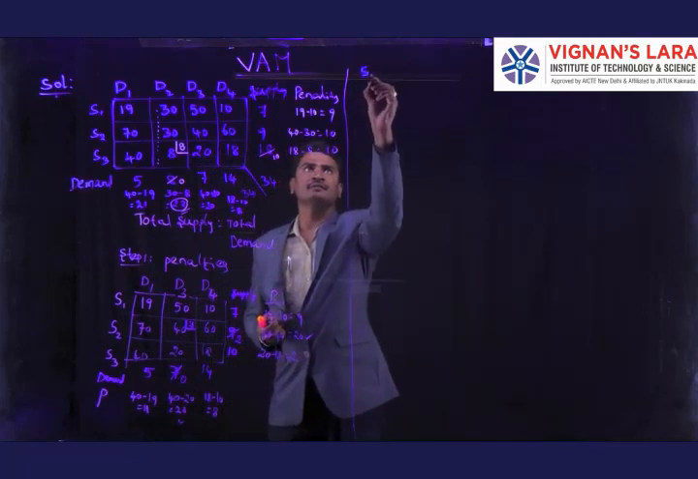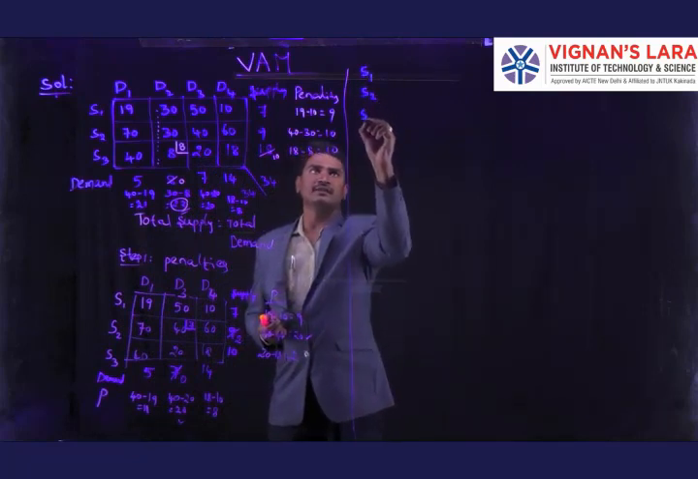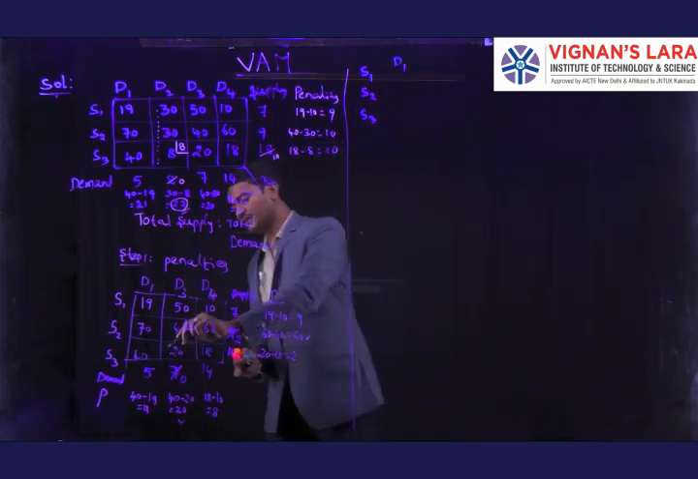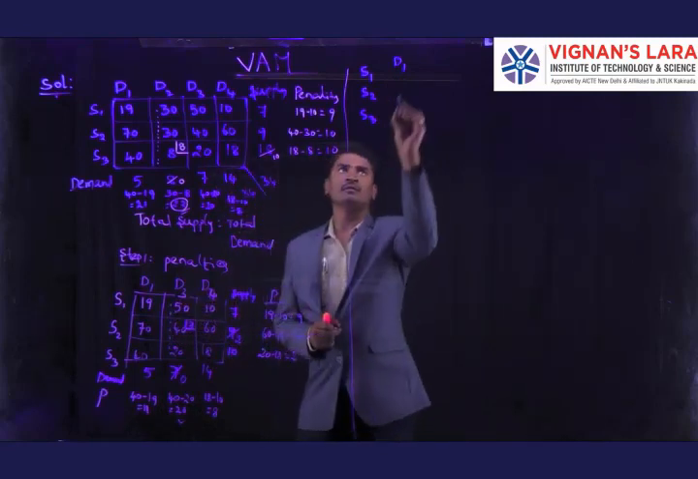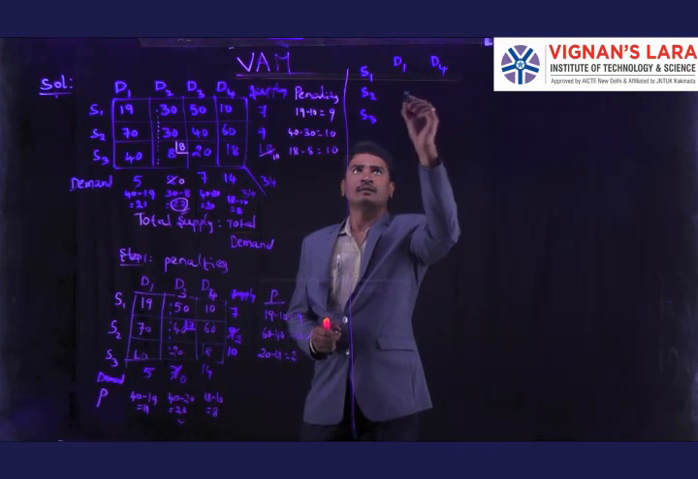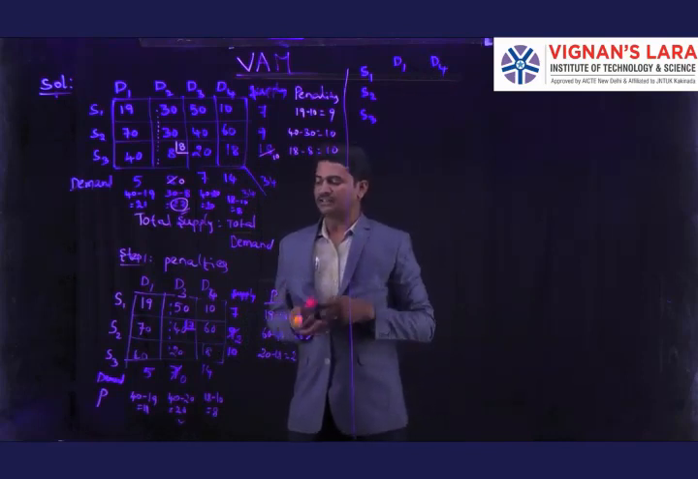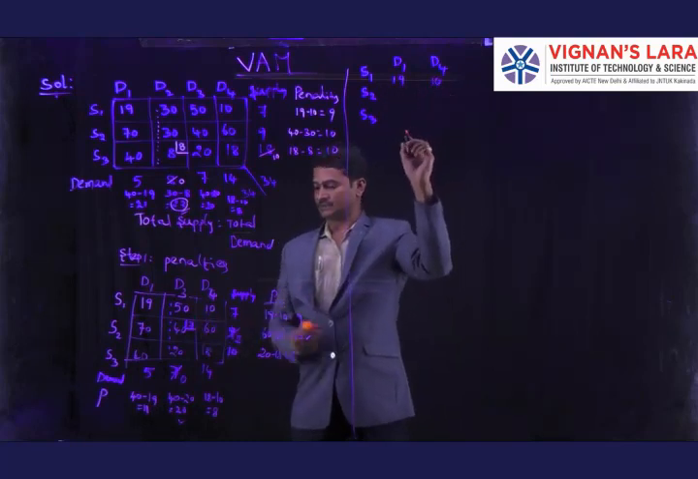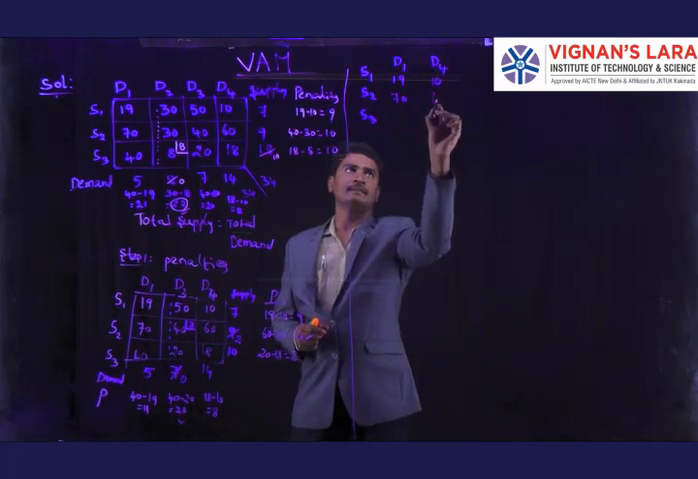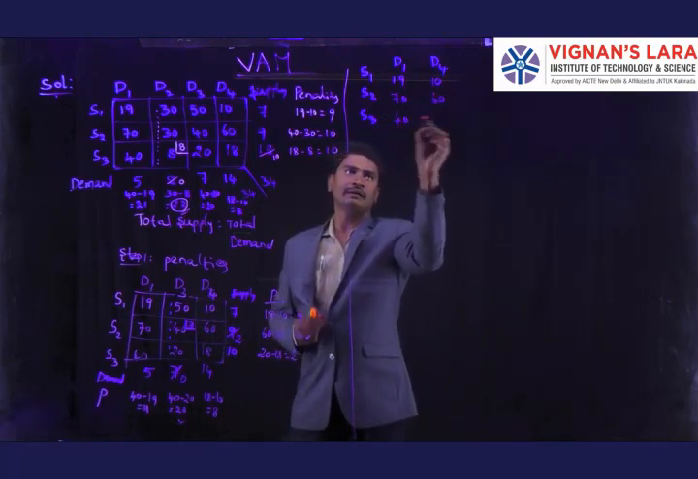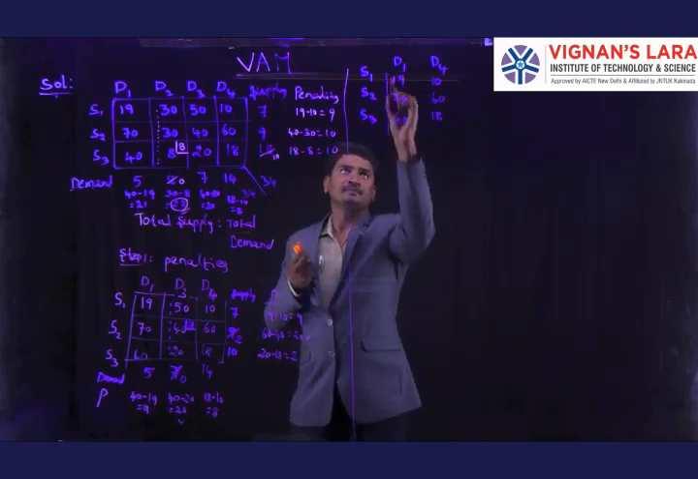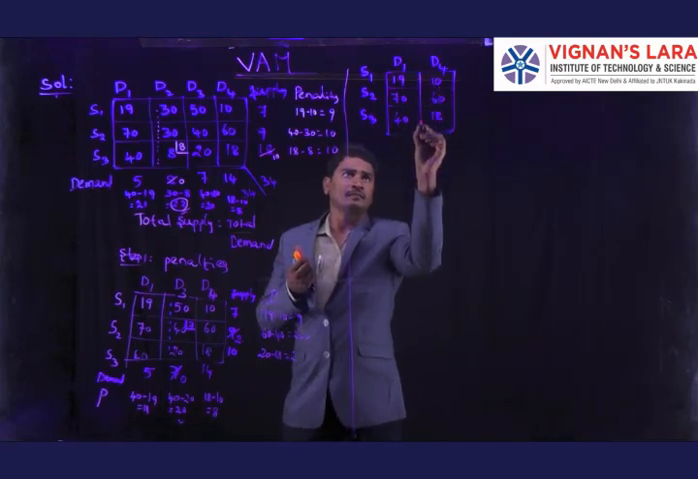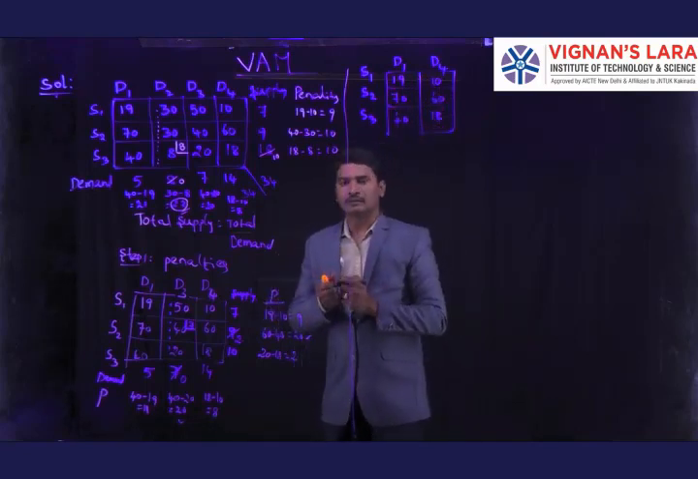Next, S1, S2, S3, D1, D3 is over, D3 deleted, okay, the demand is over, so D4. The values are 19, 10, next 70, 60, next 40, 18. Okay, these are the values.